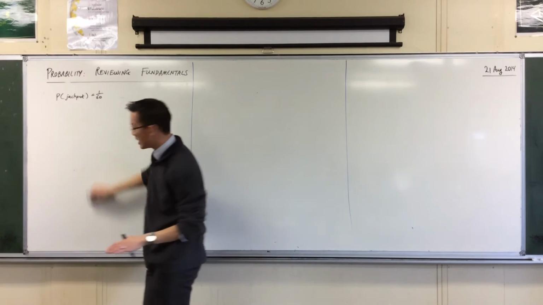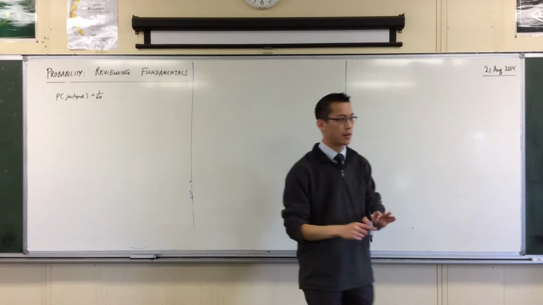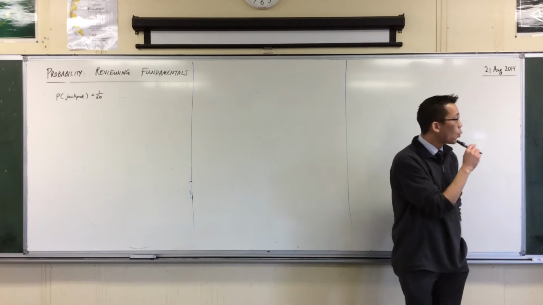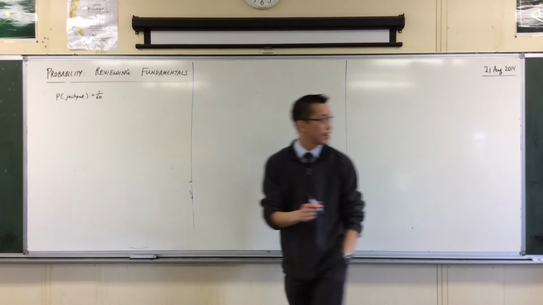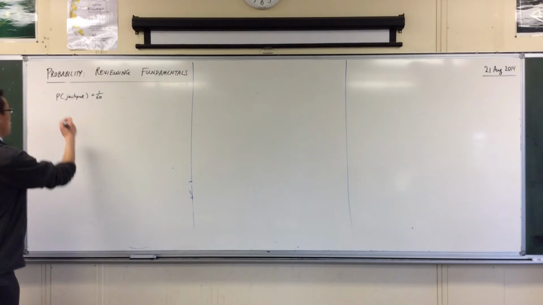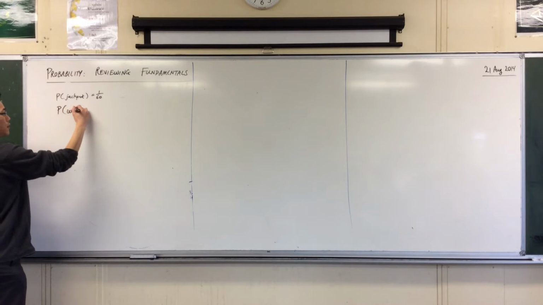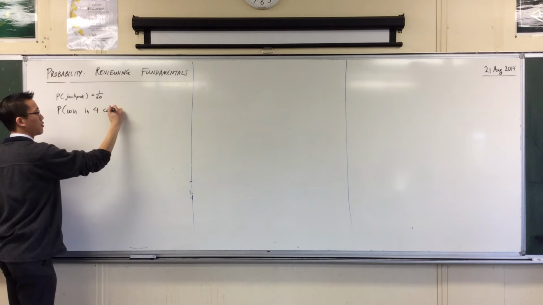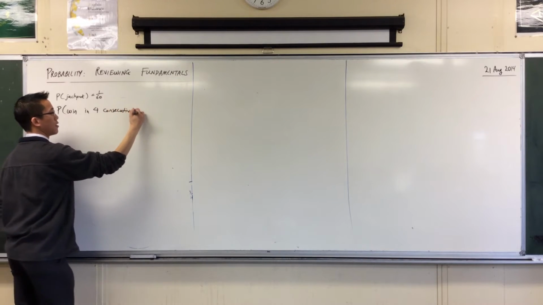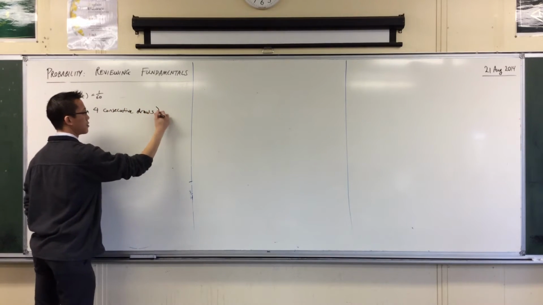This is the jackpot in any draw on any given event, okay? So the first question is, what's the probability that the jackpot prize will be won in each of 4 consecutive draws?